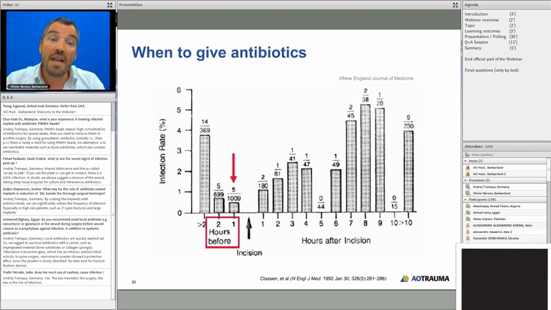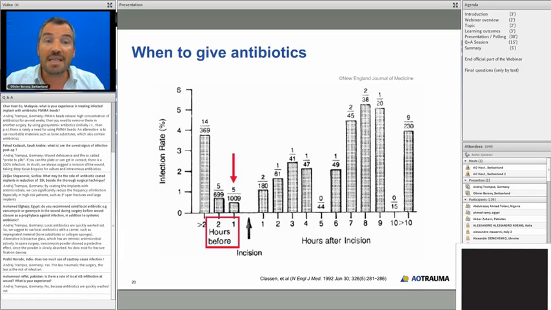When should we give our antibiotic prophylaxis? This is a very important point as well. As you can see on this slide here, this is a rather old paper where they looked at the infection rate compared to when the antibiotics were given. If you look here at the beginning, if you give the antibiotics too early, which means 2 hours and more before the operation, so mostly on the ward, the infection rate is much, much higher.